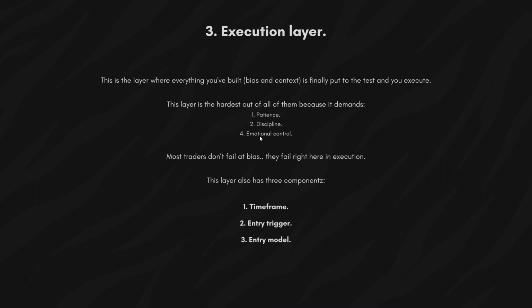So once you've established a directional bias on the higher time frame, and you've identified a proper market context on the 4-hour time frame, and you've also filtered out the market conditions, you'll then move on to the third layer, which is the execution layer. Now this layer right here is where the rubber meets the road. This layer is where everything that you've built so far, your market context, your bias, your filtered conditions, finally come together and are finally put to the test, and you finally execute using your entry model or your entry pattern.